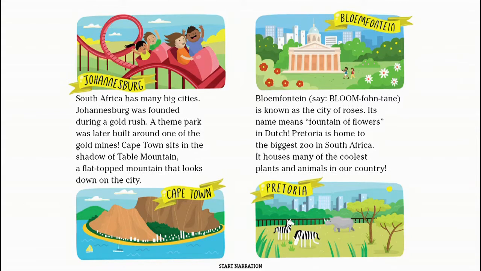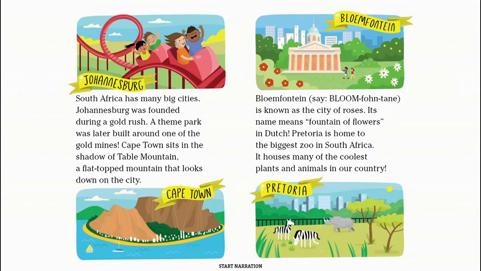Bloemfontein is known as the City of Roses. South Africa has a City of Roses. I bet it's so beautiful. The name Bloemfontein means Fountain of Flowers in Dutch.